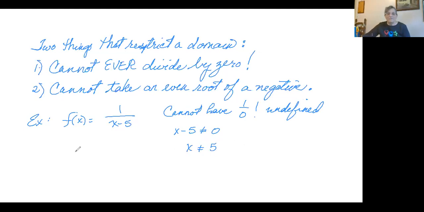To leave 5 out of the domain, that means that x can be any number below 5, or x could be any number above 5. The only thing it can't be is 5.